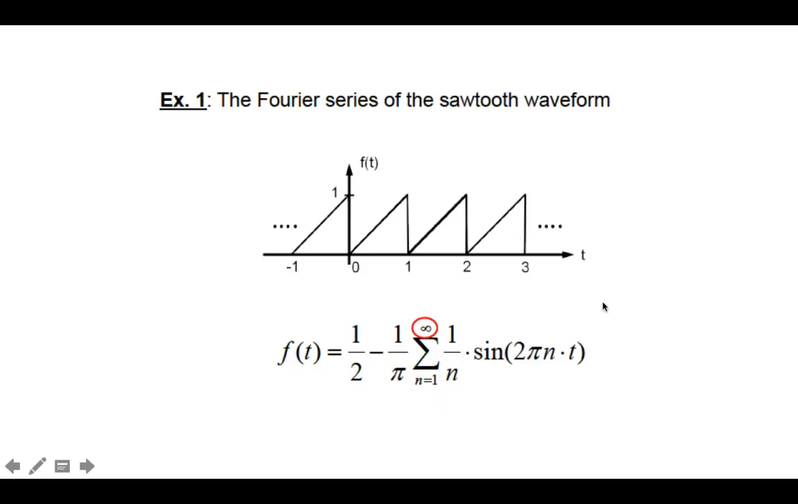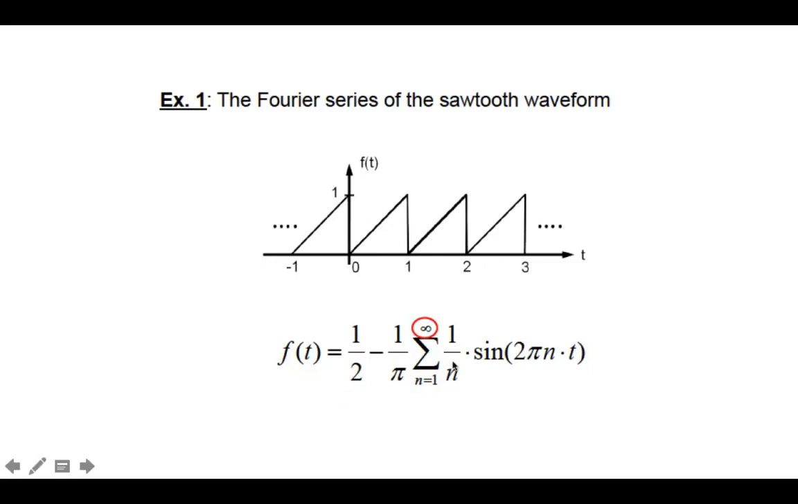This formula comes from some mathematics that's beyond the scope of the course. So what I want you to understand is not necessarily how we got the formula, but what we want to do with it. You can look at this function and tell it's not centered around the horizontal axis, so it's going to have a DC offset. And you also notice that this particular function is neither even nor odd.